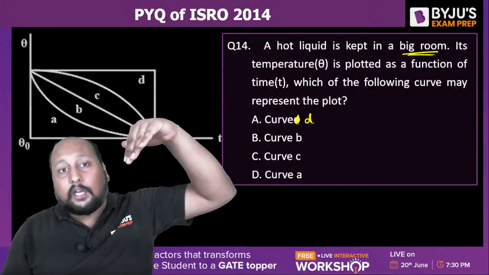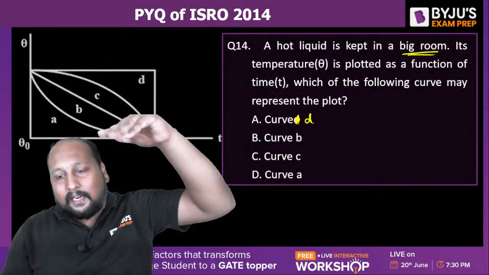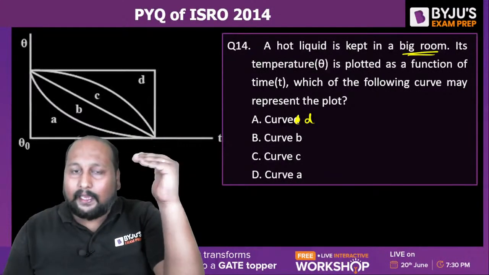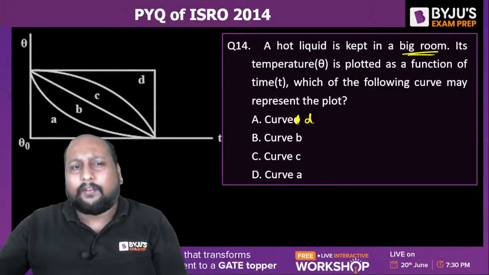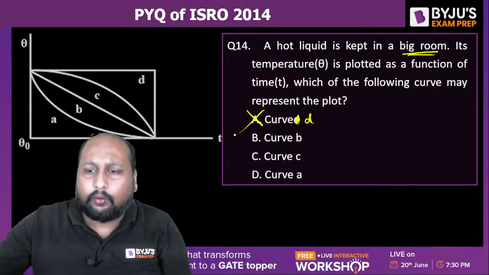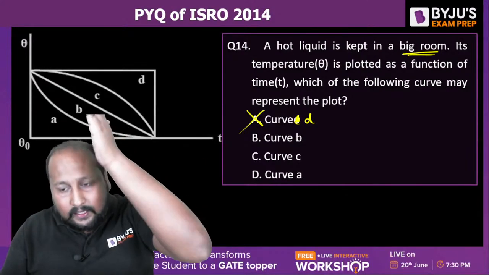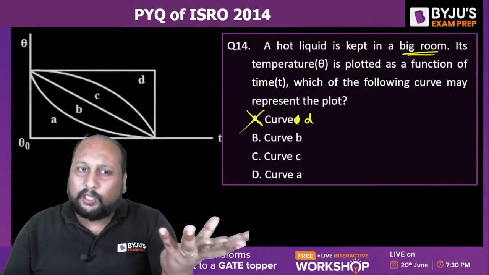Initially, the cooling rate slope will be very high and after that, the slope will be lower. Starting mein, the slope will be high and after that, the slope will be less. So curve D to hoga hi nahi, option A is not possible. Not possible. Curve D kaise hoga? Are we having a constant temperature? After that, the temperature drop will decrease exponentially.